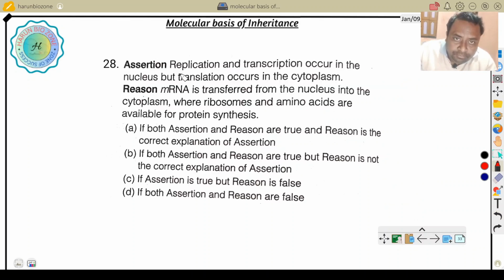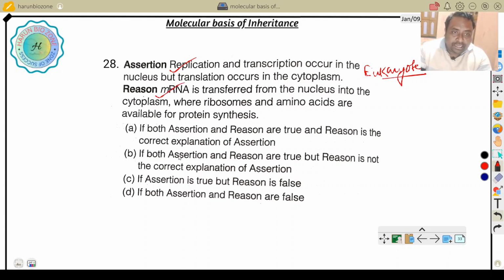Next question. Assertion: replication and transcription occur in the nucleus, but translation occurs in the cytoplasm. Definitely, in eukaryotes, replication and transcription occur in the nucleus. But in prokaryotes, there is no nucleus, so replication, transcription and translation all occur in the cytoplasm. This is the right answer. Reason: mRNA is transferred from the nucleus into the cytoplasm where ribosomes and amino acids are available for protein synthesis. The ribosomes and amino acids are available in the cytoplasm. This is also right.